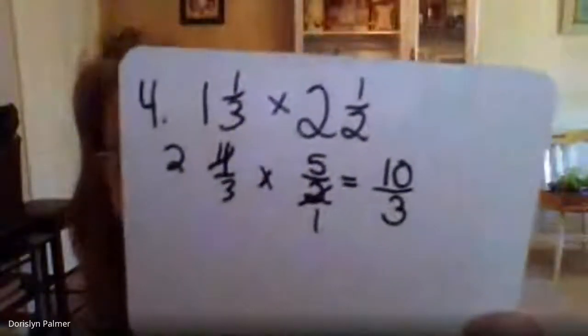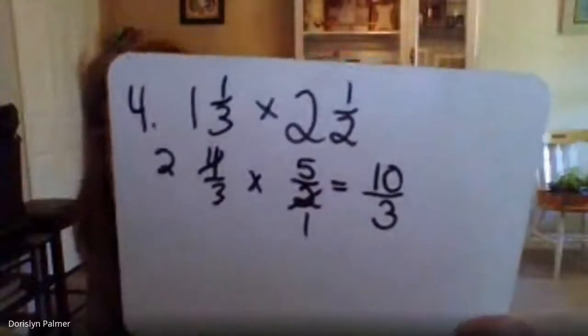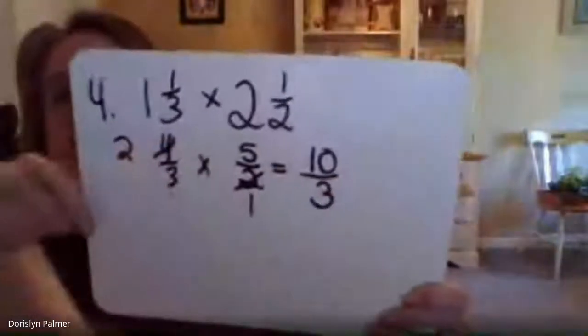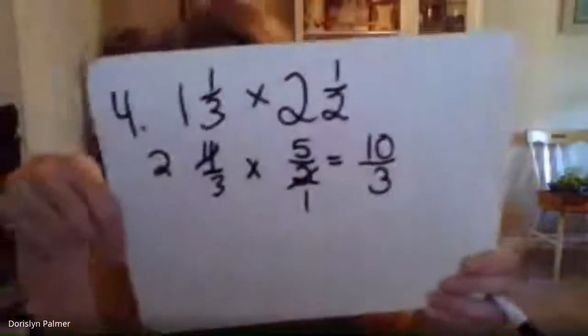One more step. Now we have to turn it back into a mixed number. And I know you're going to say, what? We started with mixed numbers and you said I had to change them. It's true. We have to change the mixed numbers into improper fractions and then change it back to a mixed number. Okay, so 3 goes into 10 3 times with 1 left over. And that'll be 3 1/3.